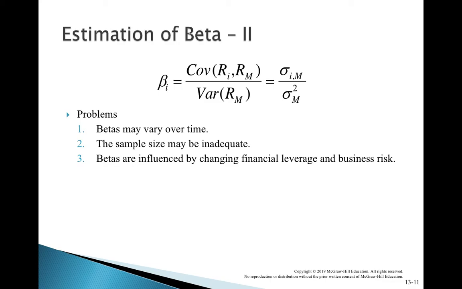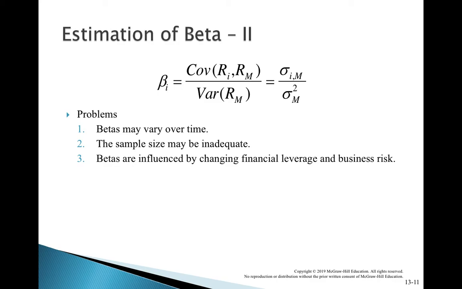Problems of beta. Beta is widely used for calculating CAPM. We have the risk-free return plus beta multiplied by market risk premium. Now, beta is widely used, but beta has certain problems. What are they? Betas may vary over time.